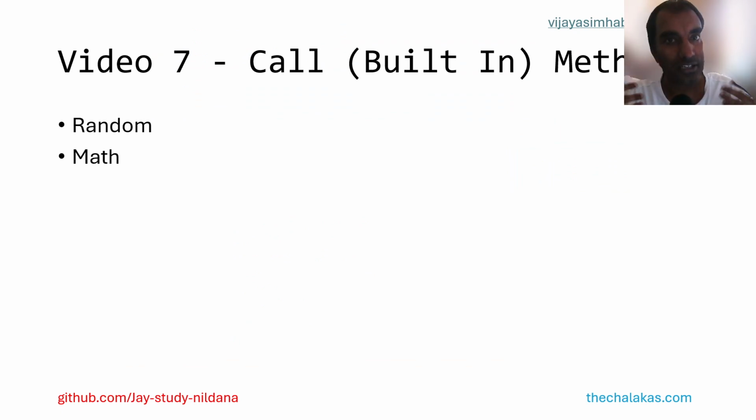We'll go ahead and try to call some built-in methods. And again, this is very simple. This is all basics, right? So we are going to touch upon two very common functions that you might use depending on your scenario. So one is the random class and random method. Another one is the math class. So we'll try out a couple of methods available in these classes, right?